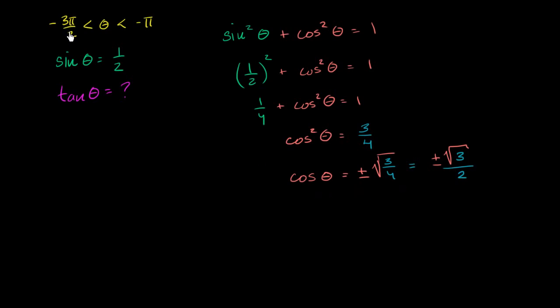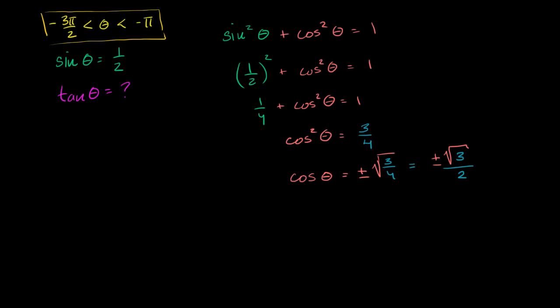Well, that's where this information becomes useful. Let's draw our unit circle. If you're saying, well, why am I even worried about cosine of theta? Well, if you know sine of theta, you know cosine of theta. Tangent of theta is just sine of theta over cosine theta. So then you will know the tangent of theta. But let's look at the unit circle to figure out which value of cosine we should use.